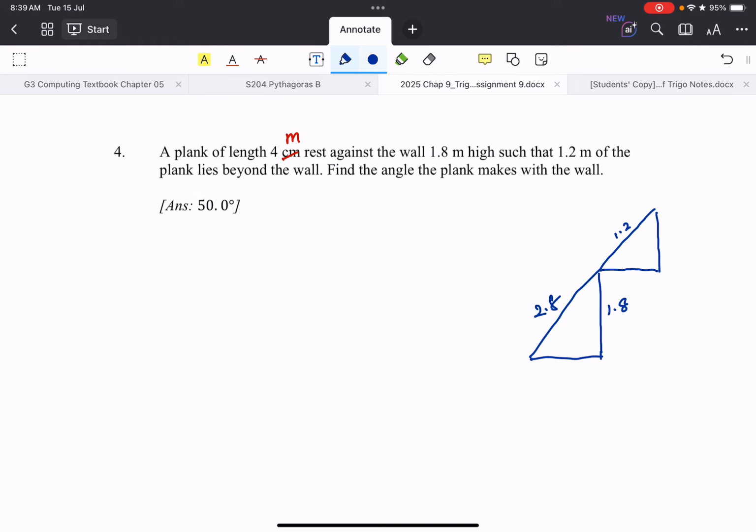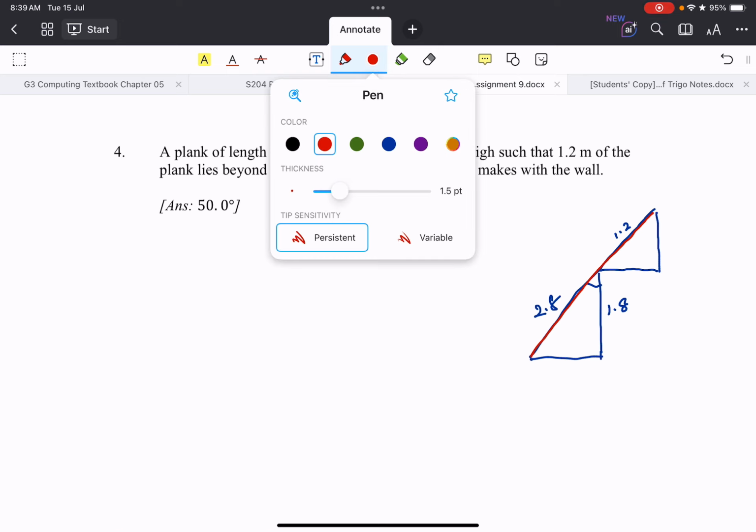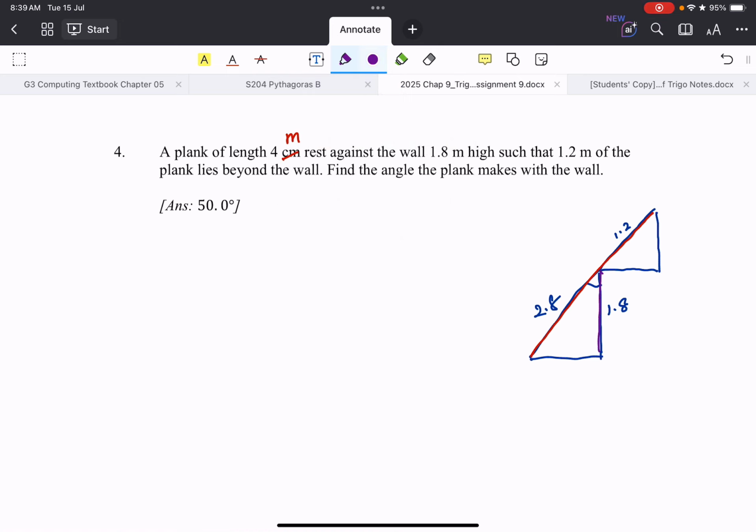And we want to find the angle the plank makes with the wall. So this is the angle, no, this is not the angle it makes with the wall. This is the angle it makes with the wall. Maybe just use a different color to make it more obvious. This is the plank, and the wall, let's use purple. This is the wall. So by sketching the diagram, it gives us a clear idea what's going on over here.